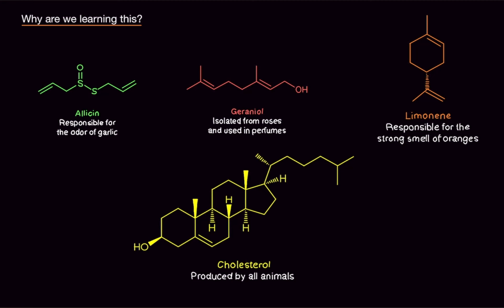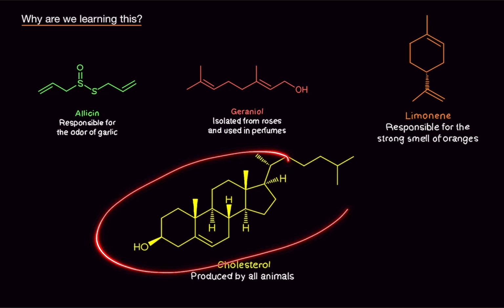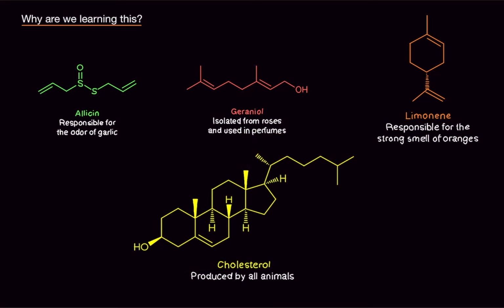A bunch of odors are made up of alkenes. This is responsible for the smell of garlic. This is perfumes. This is the smell of oranges. But it's also in our body, our human body. Cholesterol has alkenes. Testosterone, estrogen, steroid hormones, almost actually a lot of hormones, have alkenes.